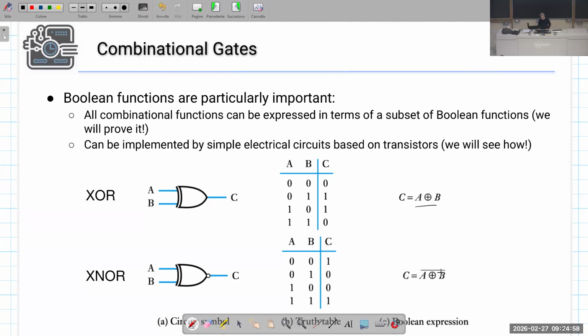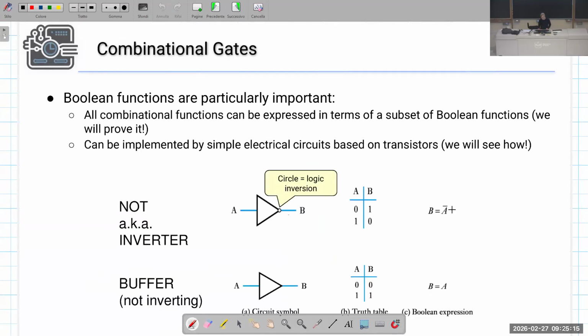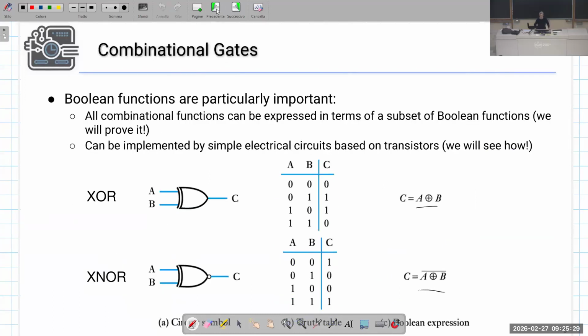This is the symbol of the XOR, and this is the symbol of the XNOR. Actually, the overbar means complement, means the NOT operation, as we have seen also here. The overbar over the name of the variable indicates the complement, that is the NOT of the variable. Okay, this is just to give you an overview of different combinational functions.